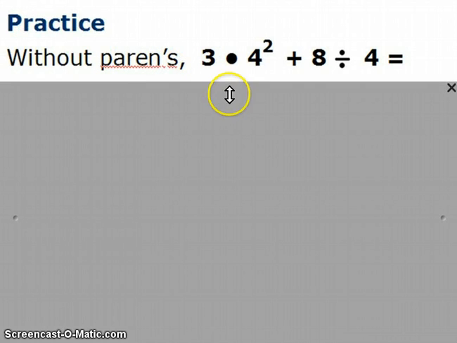Okay, let's practice now. Here's an expression without parentheses. And how would you solve that? Well, if there are no parentheses, then the first thing I look for is exponents. So that becomes 16.